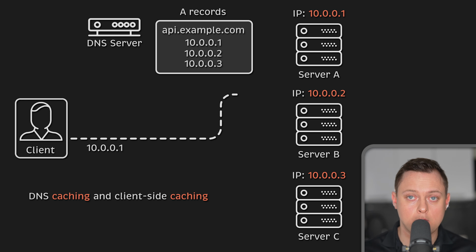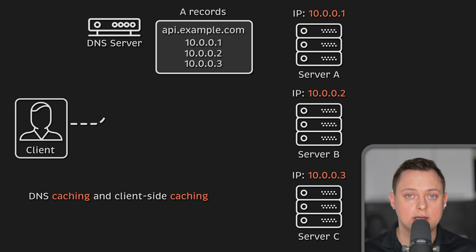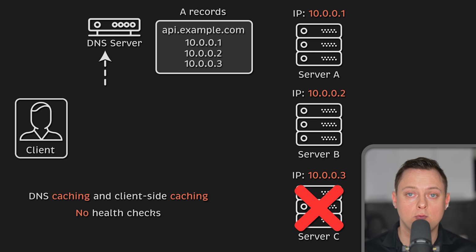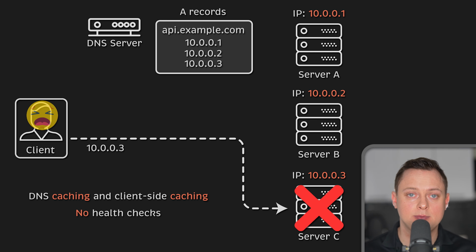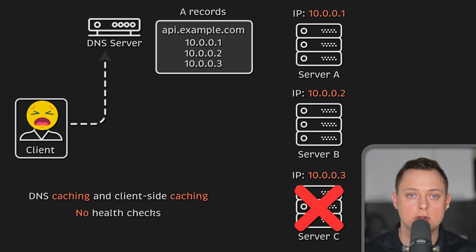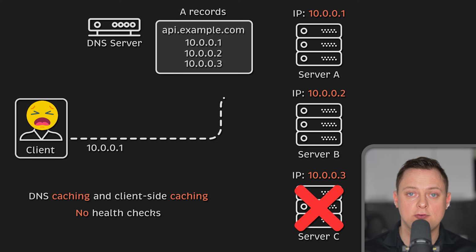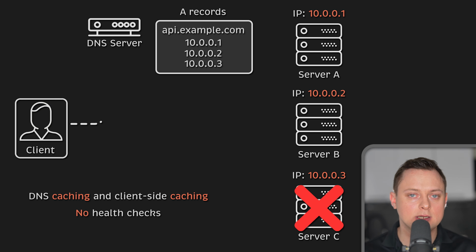First of all, because of both DNS caching and client-side caching, this approach doesn't always provide evenly distributed load balancing. Another drawback is that if one of your servers goes down, the DNS server will still keep that IP address in the round-robin rotation. On the other hand, most load balancers have health checks that can immediately remove the server from the list if at least one or two requests fail.